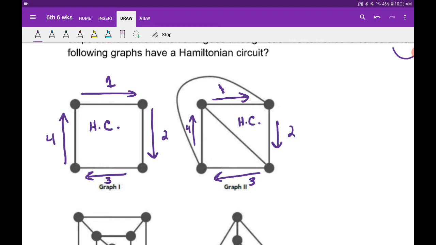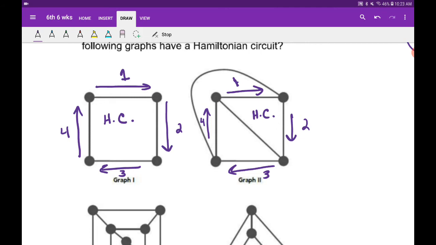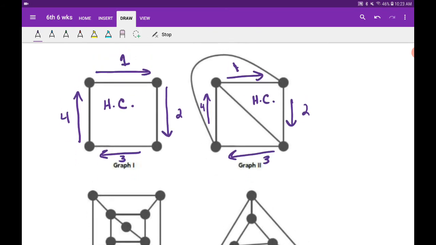Notice I didn't use all of the edges. I didn't use this edge. I didn't use this curved edge. I didn't have to. I could have done other paths and gotten a circuit as well and been just fine. So you don't have to use all the edges for a Hamiltonian circuit. The key is the vertices.